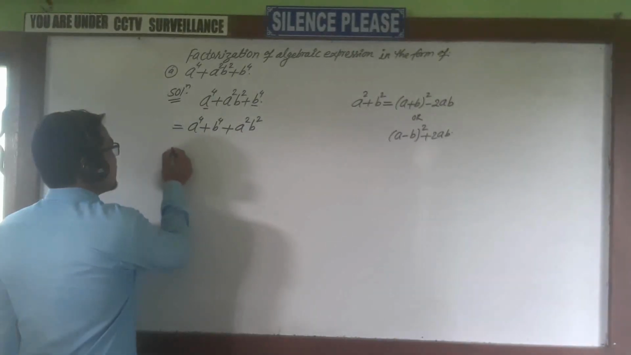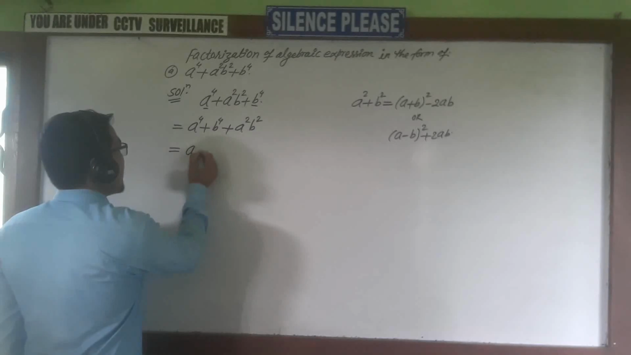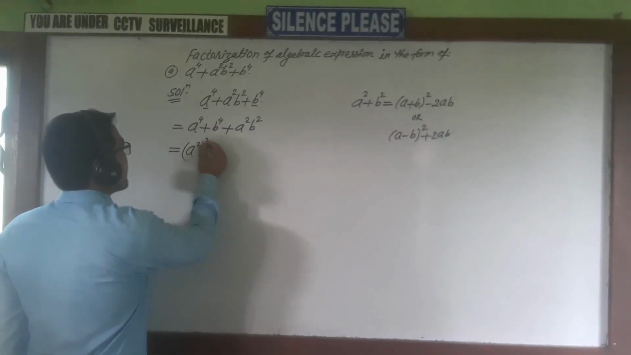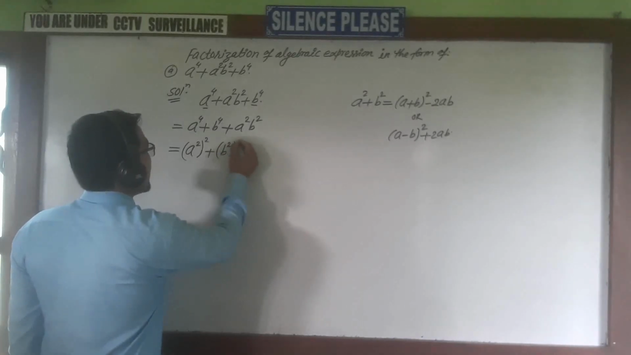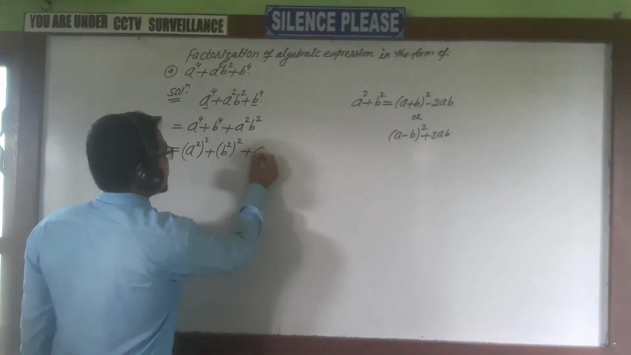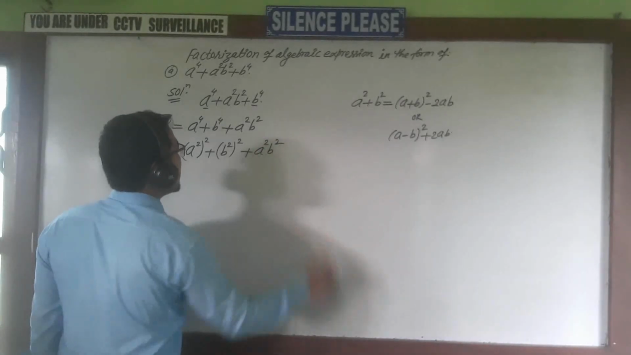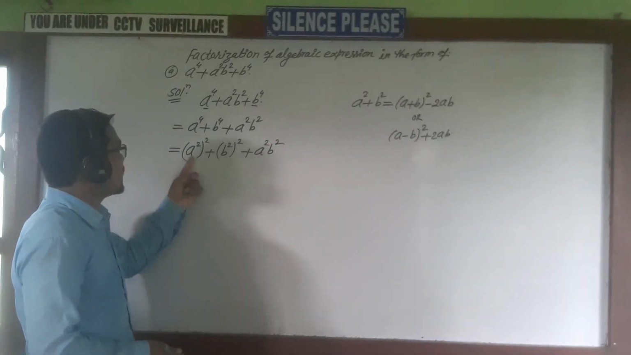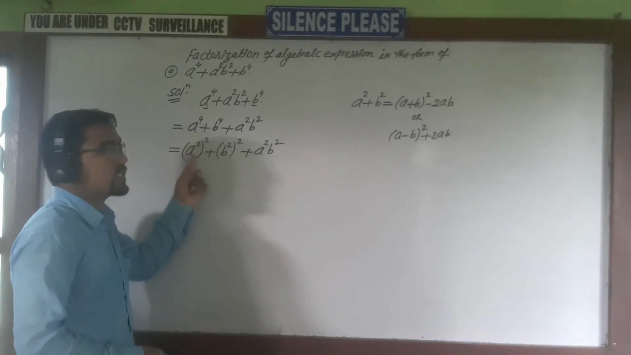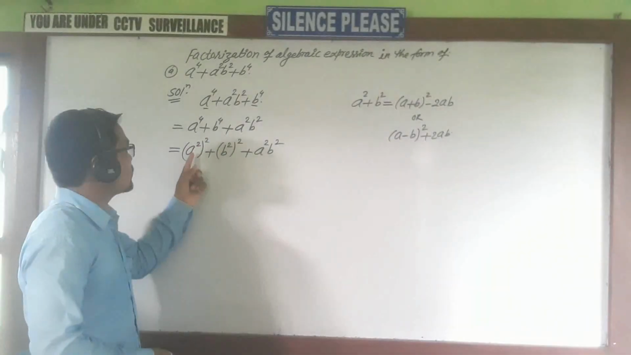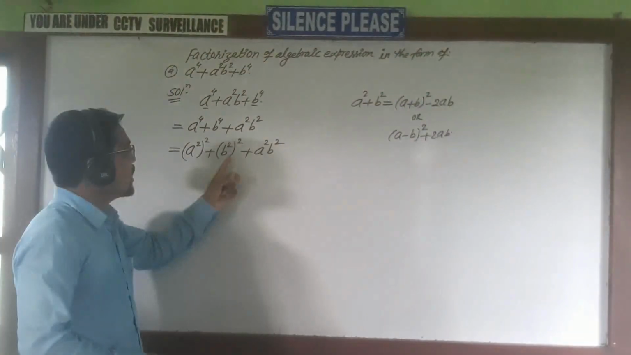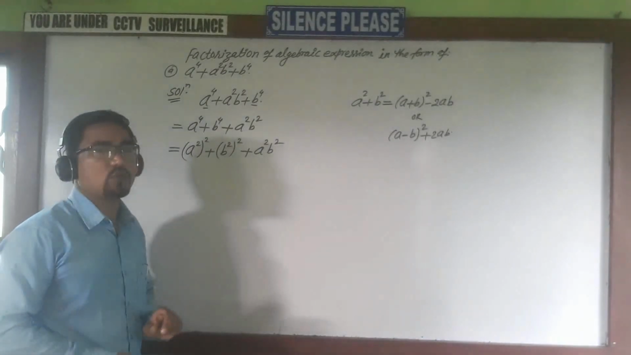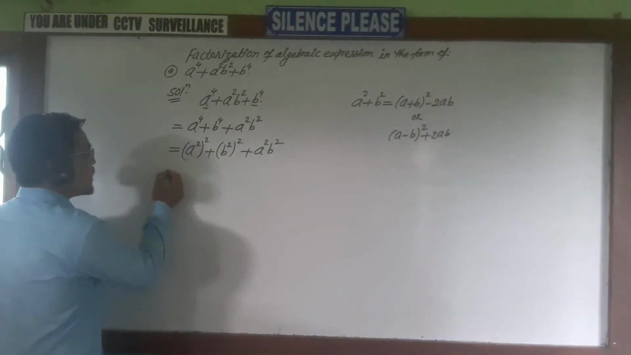So let's write here. This is equal to a power 4, which we can write as a square whole square, plus b power 4, which we can write as b square whole square. The back side we write as it is, a square b square. You know both are the same thing, because a square whole to the power square again means 2 multiplied by 2, which is 4. There is no difference, so we can write in this way.